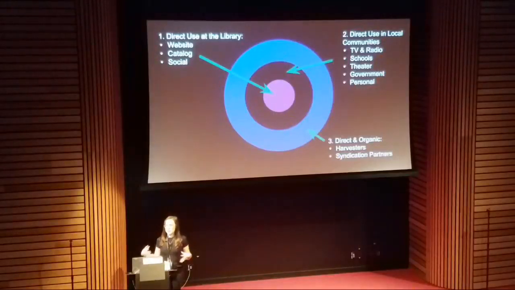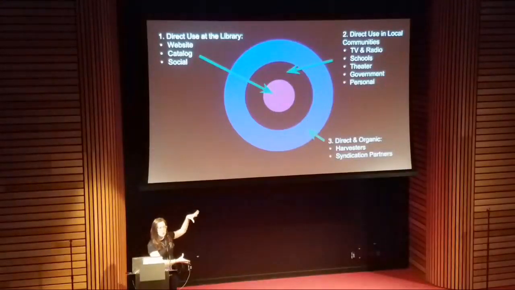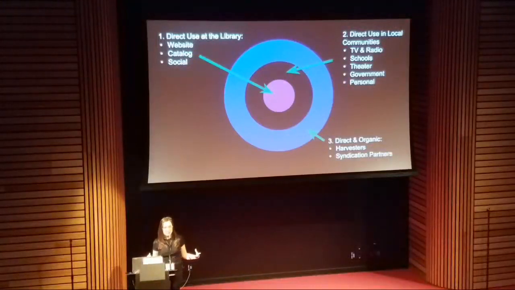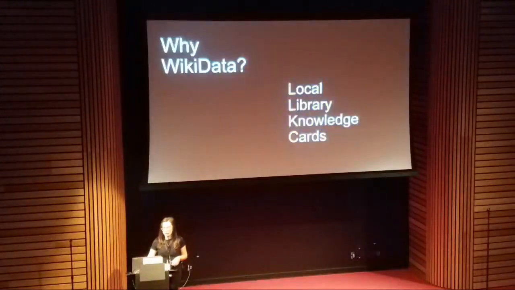This data is used in many different ways. If you think of the outside of the bullseye, we have our data feeds, and harvesters who consume that data organically or directly. Then we also have communities, where people in the library partner with different partners. Dallas Public Library is working with KERA, their public TV station, to embed their data on these websites. They also use the data in their own websites and catalogs. That's how we got interested in Wikidata, because we've created an application that connects Wikidata into the library catalog, displays data from Wikidata, and also complements it with data from that library's local graph.